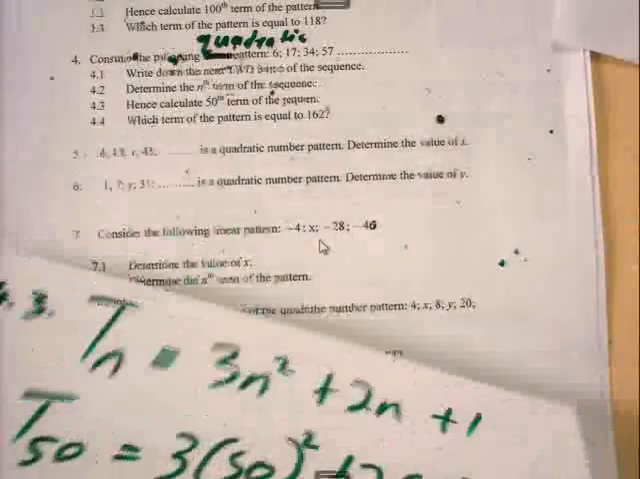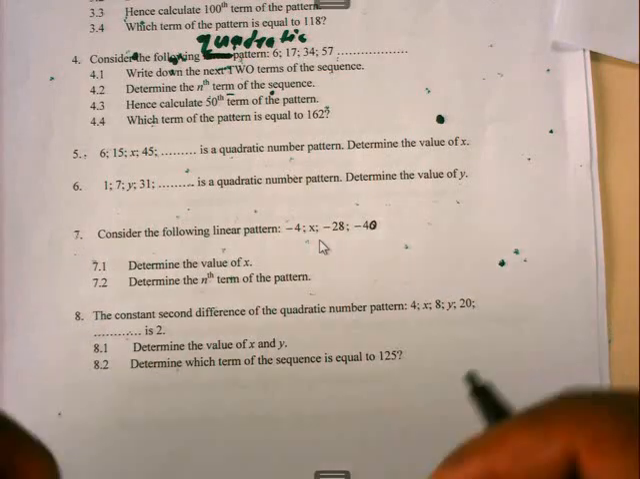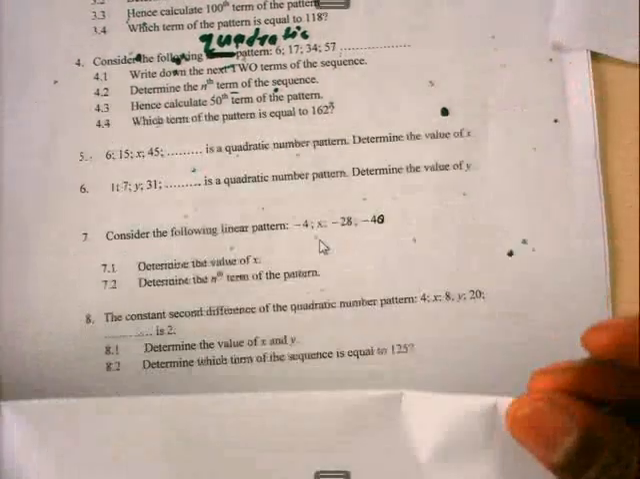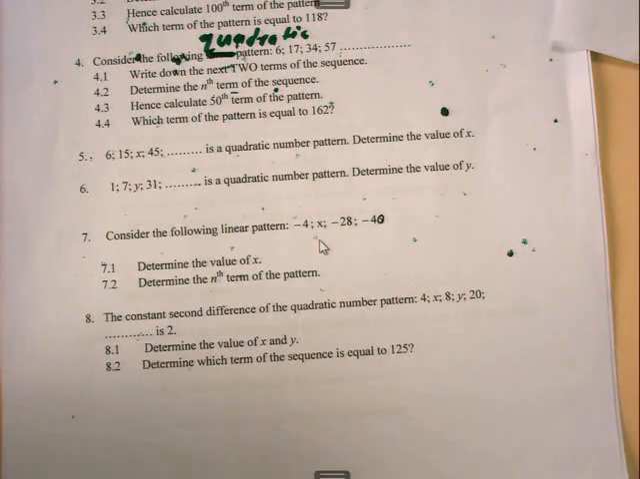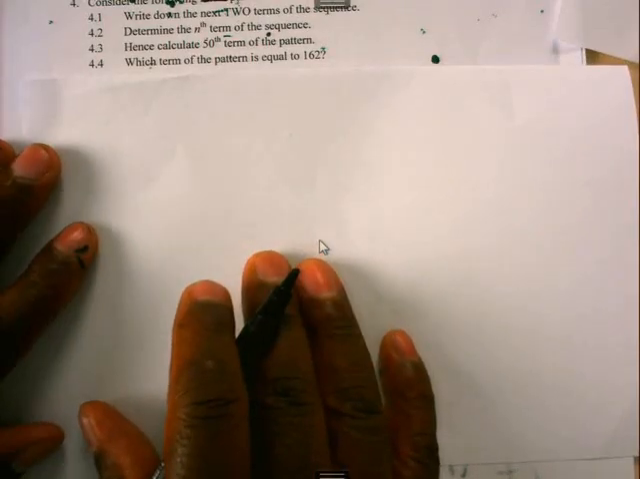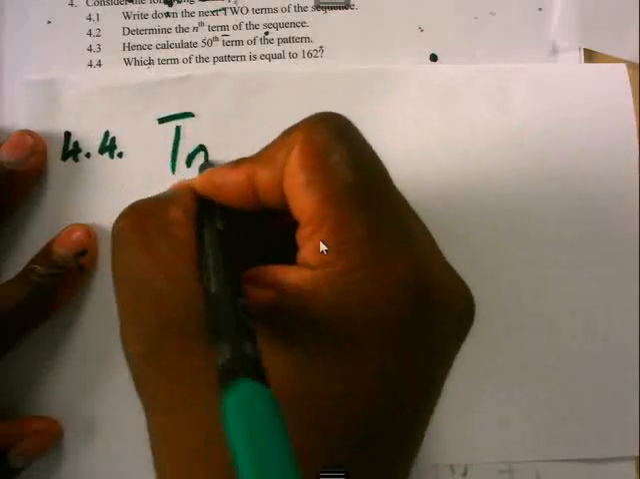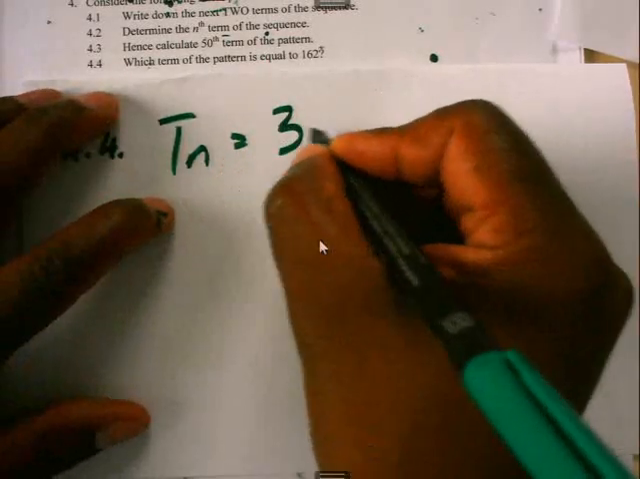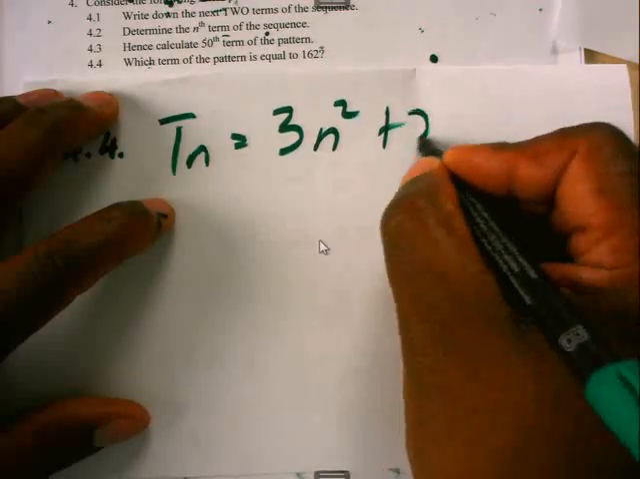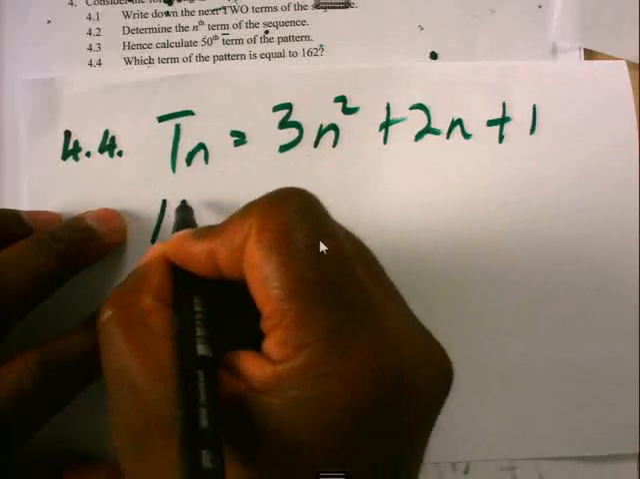The last question then states, which term of the pattern is equal to 162? Which term of the pattern is equal to 162? Sorry for that. Which term of the pattern is equal to 162? Remember, we are at 4.4. And the nth term we're talking about here is 3n squared plus 2n plus 1. So 162 would be our nth term here.